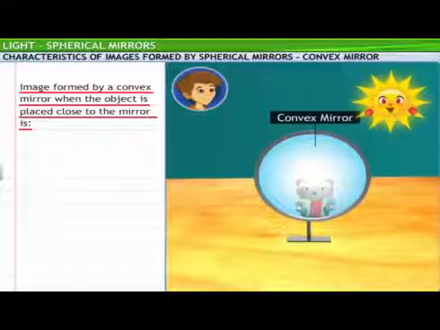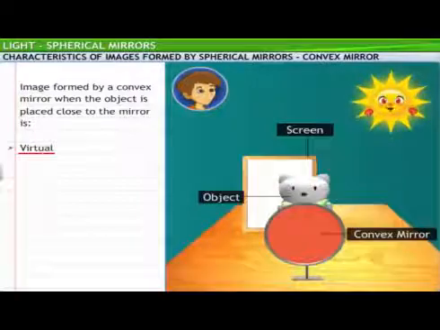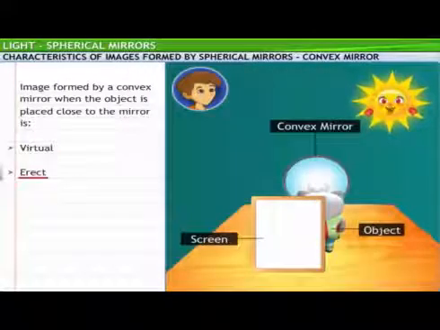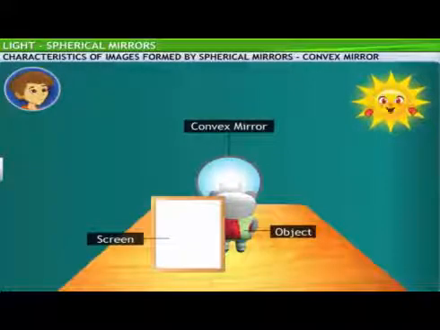Notice that the image formed is virtual, since the image was not captured on the screen. Erect, as it shows the object upright. And diminished, as the image obtained is smaller than the actual object. David, now keep moving the toy away from the mirror and observe the image formed.